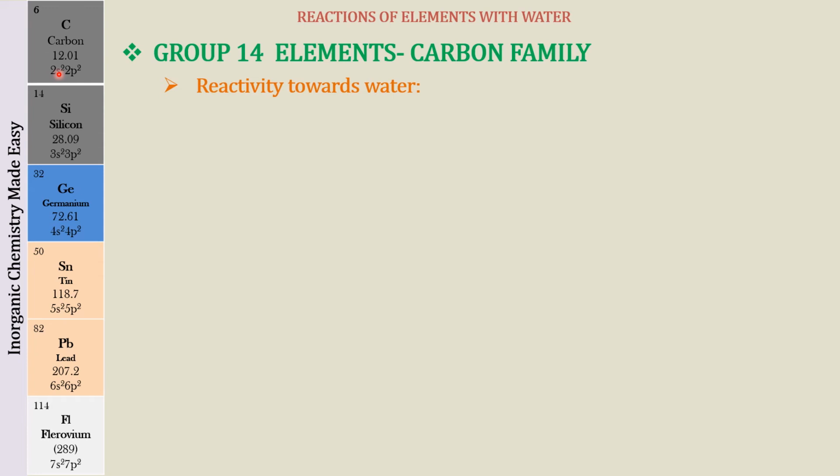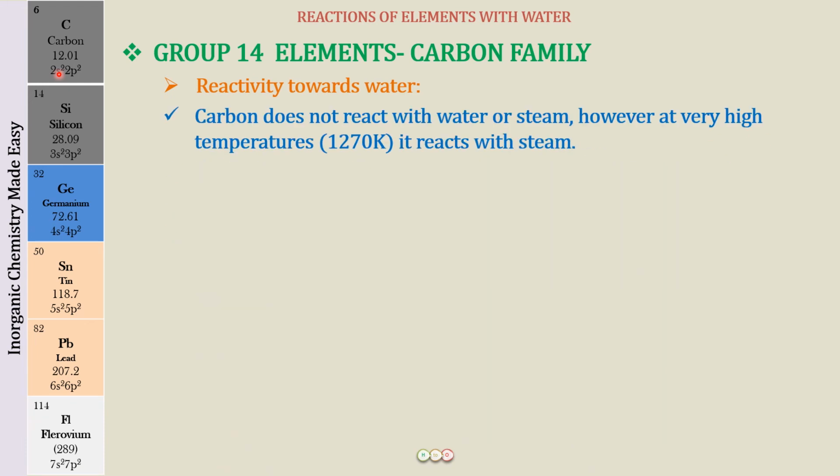So first of all, we have carbon. Carbon, again, just like boron, does not react with water when it is cold, hot, or even with steam, but just at a very high temperature, that is 1270 Kelvin, it can react with steam. So the reaction that we have is carbon when it is very hot. Just remember, this is red hot coke reacting with steam at a very high temperature of 1270 Kelvin to produce carbon monoxide and hydrogen.